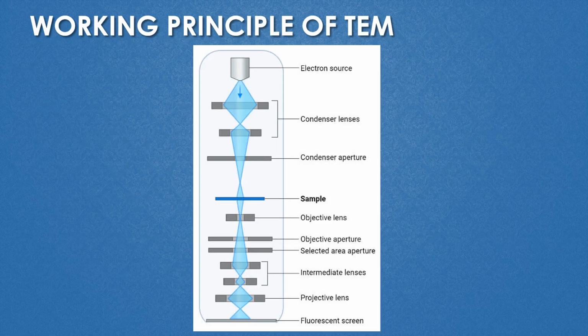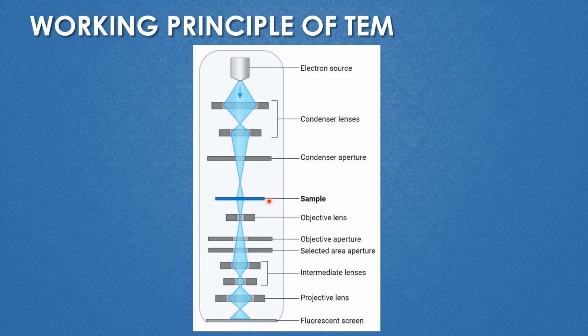Regarding the working principle of the transmission electron microscope, this microscope requires a vacuum system consisting of pumps and their associated gauges and valves, and power supplies are also required for this transmission electron microscope.